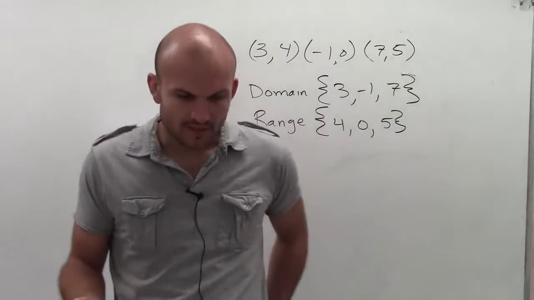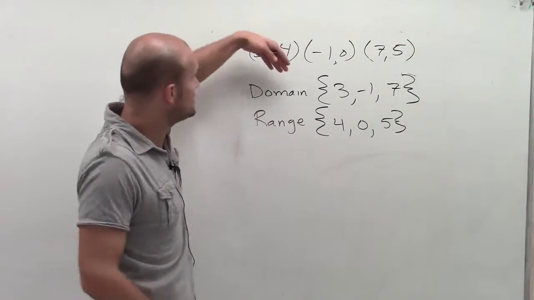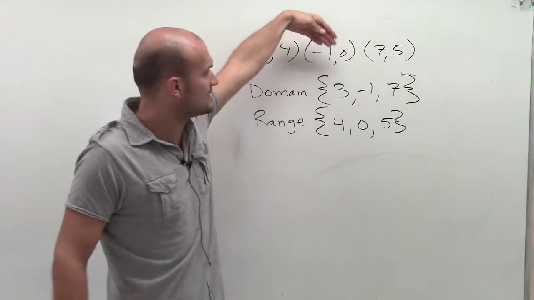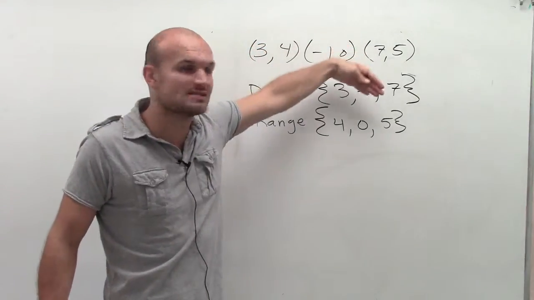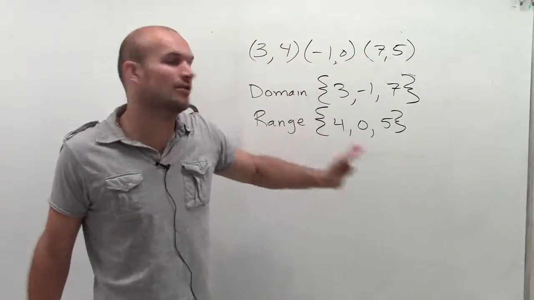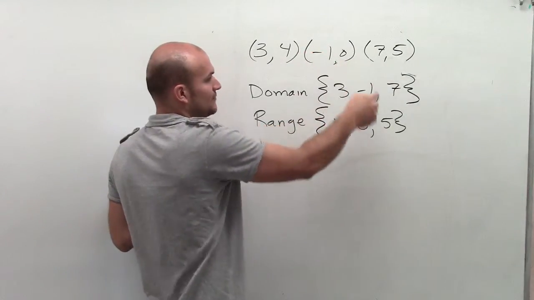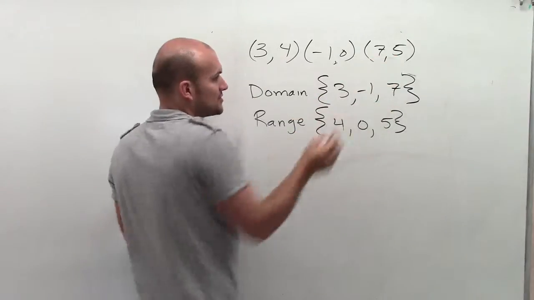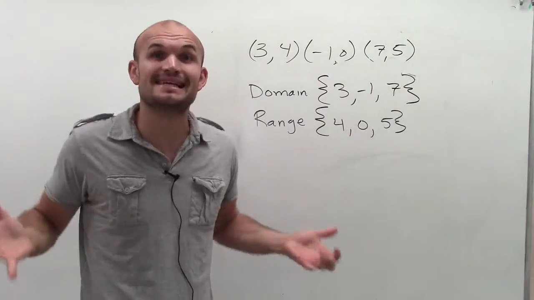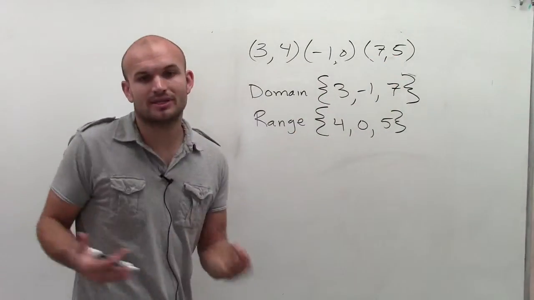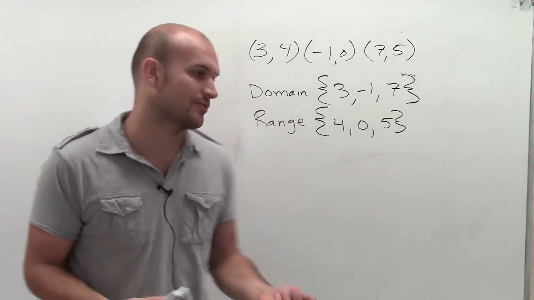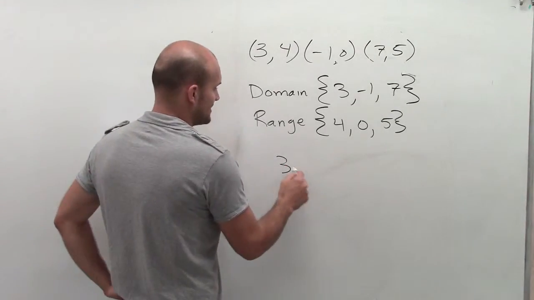So is this a function or not? Does every element in my domain correspond to exactly one element in the range? And you could say yes. 3 goes to 4, -1 goes to 0, and 7 goes to 5. So therefore, this is a function. And all it takes is for me to switch it around to show you an example of a non-function.